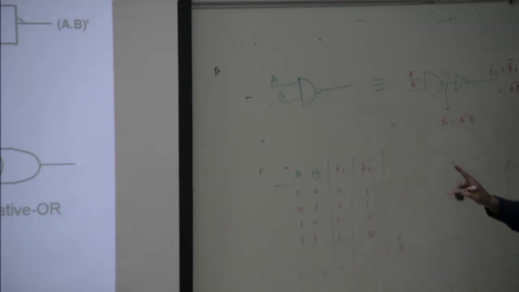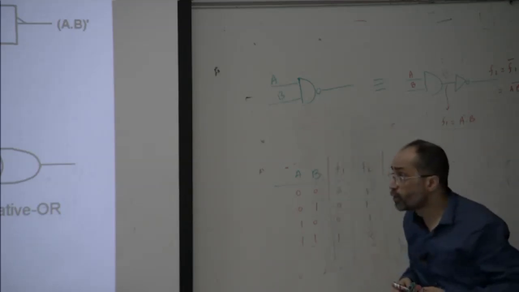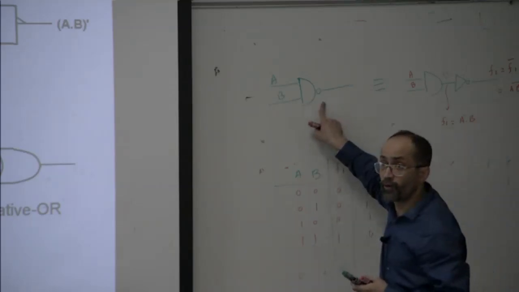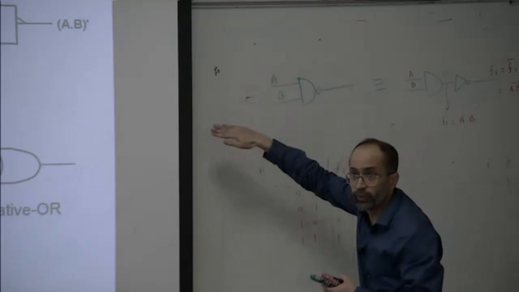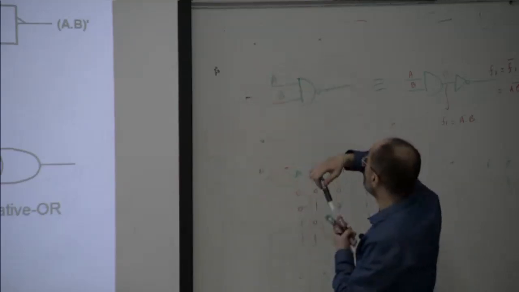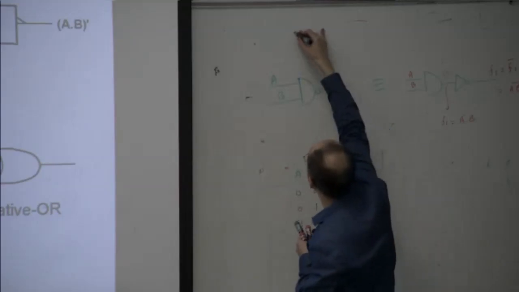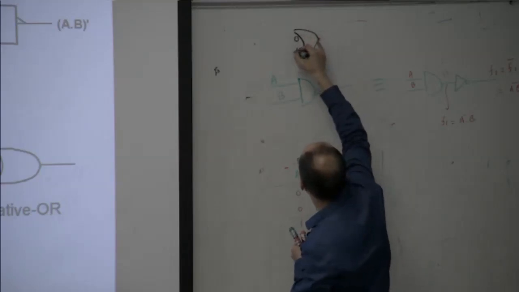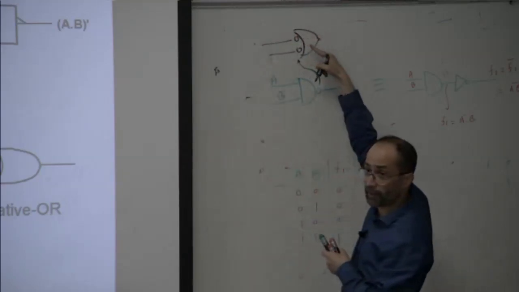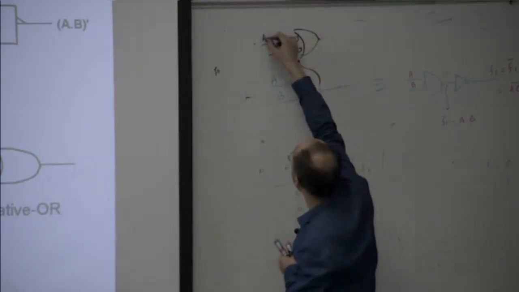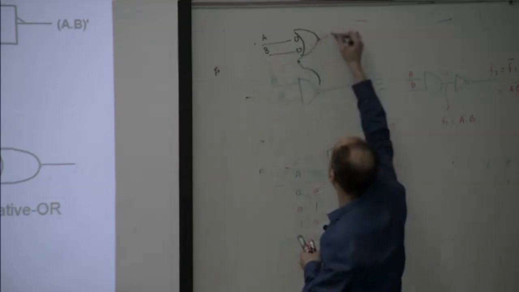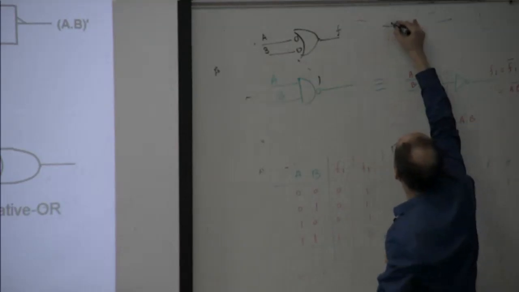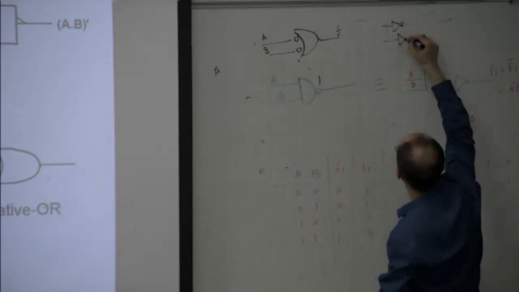Please remember that this NAND gate is equal to a negative OR gate. Can you see here, the bubble is on the output or the input? Output. If we push the bubble to the input, it will become a negative OR gate. The bubble means an inverter. This is A, this is B, and the output is F. Got it? This is equivalent to an inverter, again an inverter, and then what?